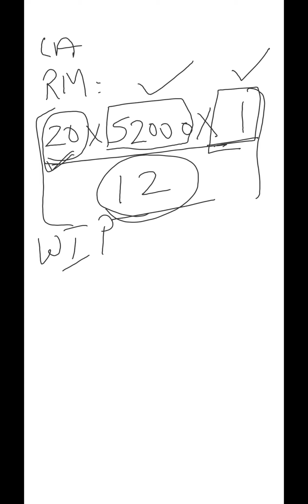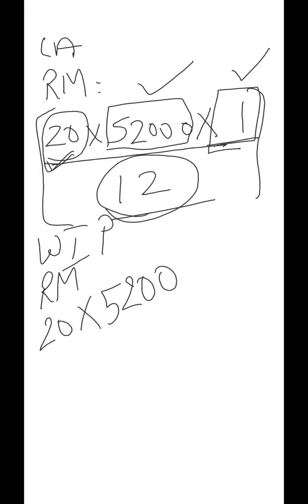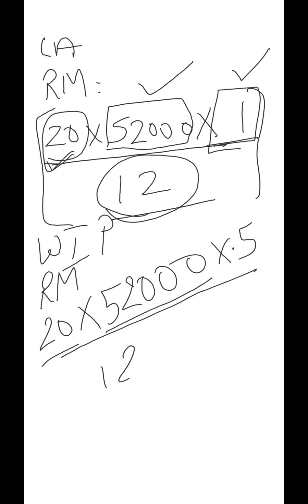It's work in progress. Work in progress here includes raw material. First of all, raw material will come in this. What is the cost of the raw material? 20. Now how many units are there? 52,000. Same way: price, number of units. Now how much time is given? If you can see in the question, in the working note, it is given that average work in progress is half a month. That is 0.5 divided by 12. Clear? Is it clear? Yes, ma'am.